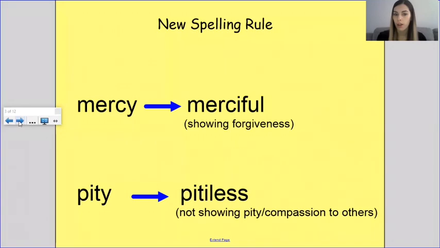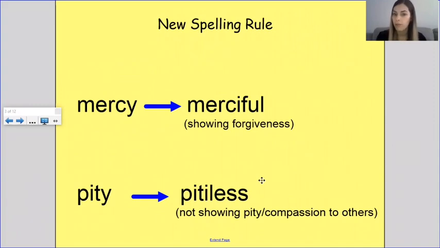Have a look at the word merciful and pitiless. Pause the video and see if you can think of what the rule could be today. Okay, for those of you that are ready, you might notice that our root word mercy here ends in a Y. And what we're doing is taking that Y and replacing it with an I. So well done if you noticed that. The same on pity here, we have a Y and we're going to replace it with an I. And once we've replaced it with that I, we can add our suffix full and less.